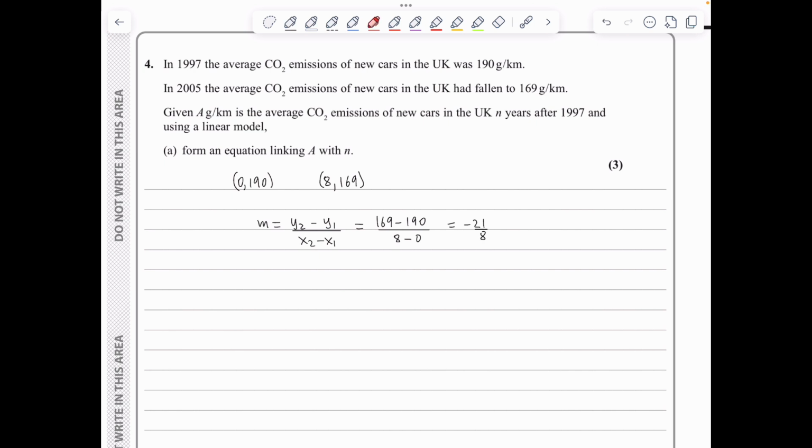We know that the general equation of a straight line is y is mx plus c. We know that the y-intercept in this case is the 190. We're not talking about y and x, we're talking about A and n. So we end up at A being equal to minus 21 over 8 n plus 190.